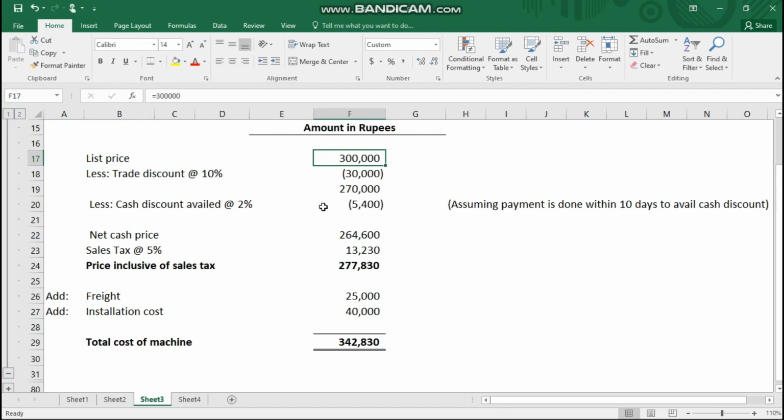So मशीनरी की कॉस्ट कंप्यूट हमने करनी है. सबसे पहले हम इसकी लिस्ट प्राइस देखेंगे. लिस्ट प्राइस है हमारे पास 300,000 और हमें ट्रेड डिस्काउंट मिला है 10% का. तो सिंपली ट्रेड डिस्काउंट तो हम कहीं बुक ही नहीं करते अपनी बुक्स ऑफ अकाउंट्स में, उसकी तो कोई अकाउंटिंग एंट्री भी नहीं होती, तो हम उसको सिंपली डिडक्ट कर देंगे. ये 10% जो है 30,000 मैंने डिडक्ट किया ट्रेड डिस्काउंट.